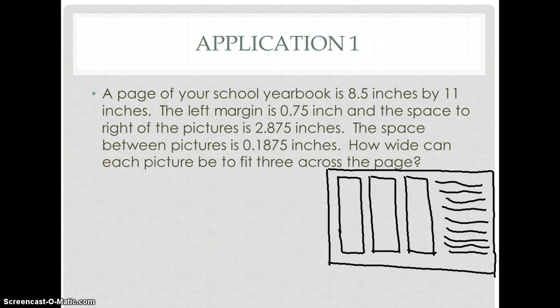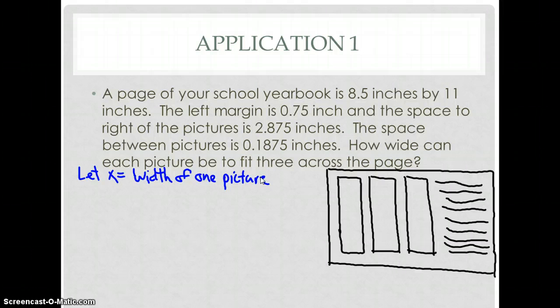Well, the first thing we need to do is let x equal the width of one picture. Okay? Then the next thing we need to do is draw a picture.